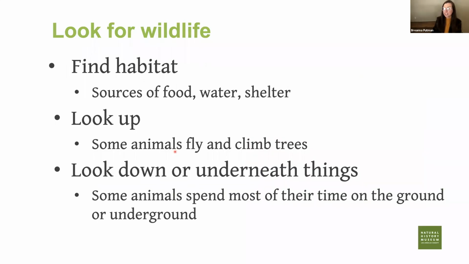So step one is to just go out during this time frame and look for wildlife. Some tips are to think about what things use as habitat. So think about sources of food, water, or shelter. Look up, because sometimes animals are up in the sky or up in trees. And also look down. A lot of animals spend their time in the ground or underneath objects. So you want to think about where things are going to be found.